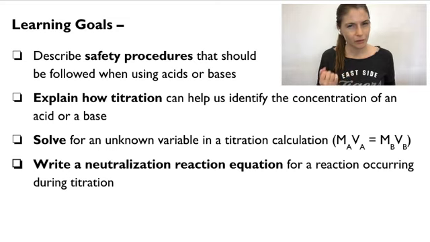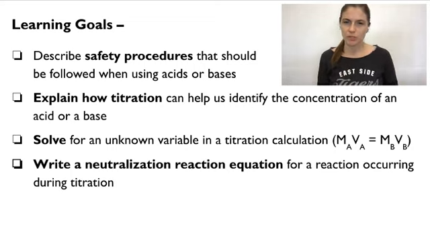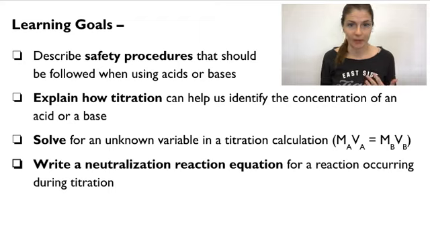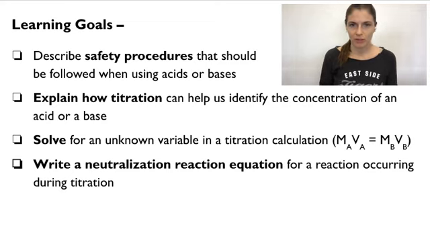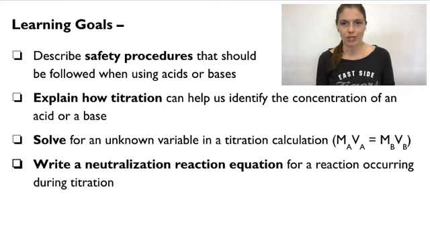Let's check back in on our learning goals and make sure we're feeling good about each of these 4 tasks we sought out to do. So hopefully you can describe the safety procedures that should be followed when using acids and bases and think about which ones you might suggest for people in different situations. Hopefully you can explain how titration can help us identify the concentration of an acid or a base, solve for an unknown variable in a titration calculation, and finally, finish a neutralization reaction equation for a reaction that has occurred during titration. Nice job today.